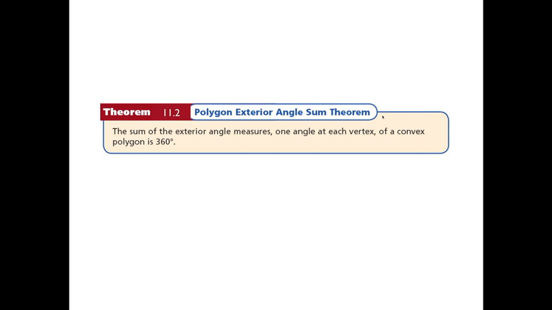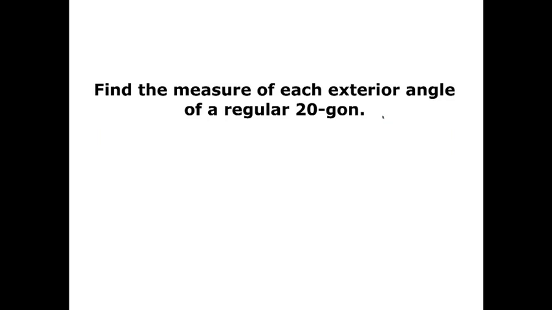So theorem 11.2 is our polygon exterior angle sum theorem, and it tells us just that the exterior angles, where you're using just one angle at each vertex, is going to be 360 degrees when summed together. So I want to find the measure of one of those in a 20gon. I'm not having to find the sum in this case, because the sum is the same regardless of the number of sides. It's 360 every time.